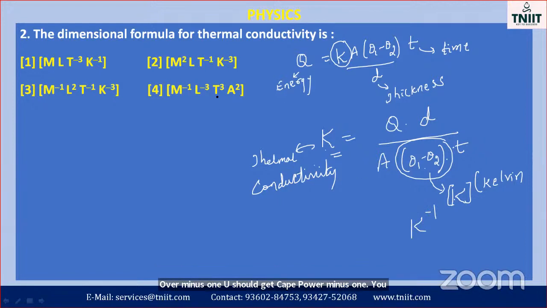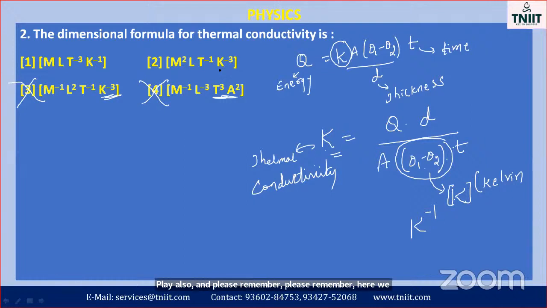So definitely here K term is not there, so easily you can eliminate option 4. And here K power minus 3 is there, so easily you can eliminate option 3 also. And please remember, here we have K power minus 3.